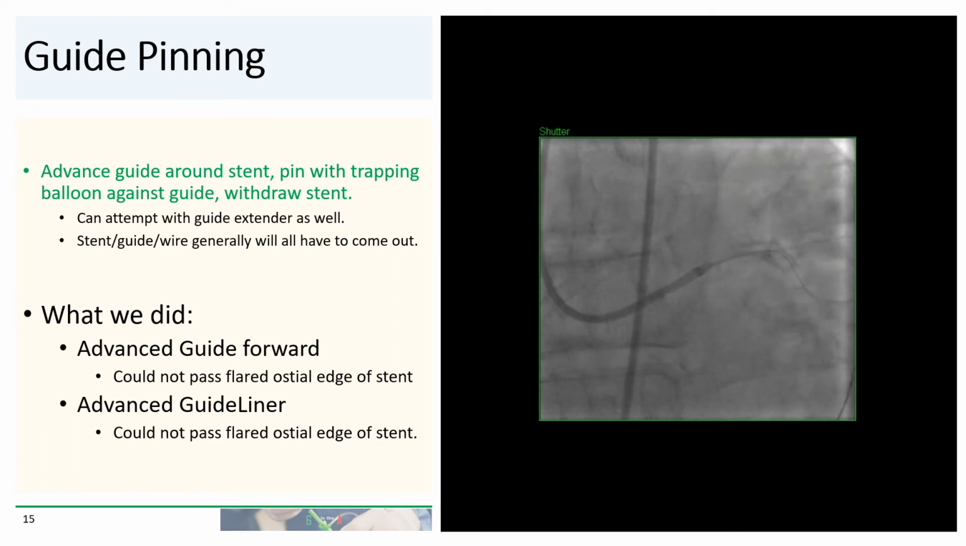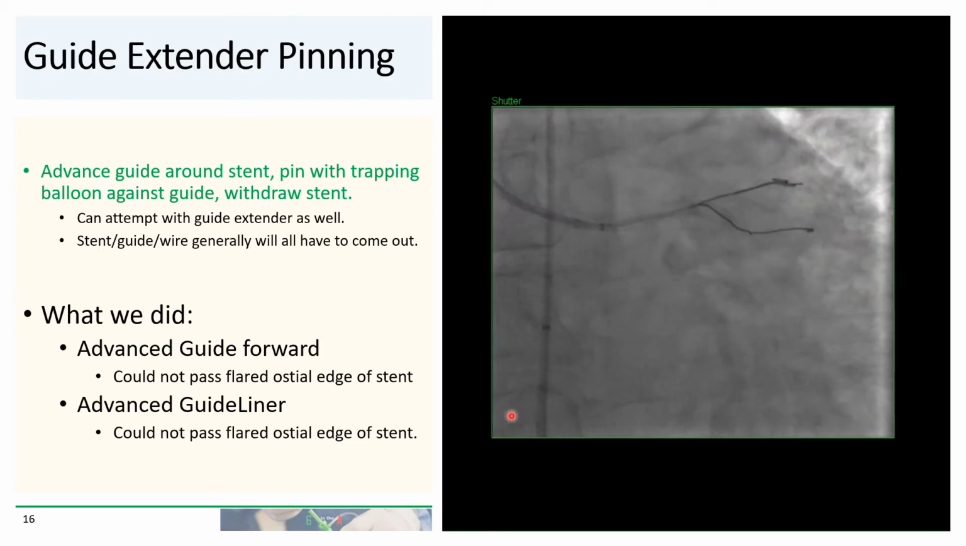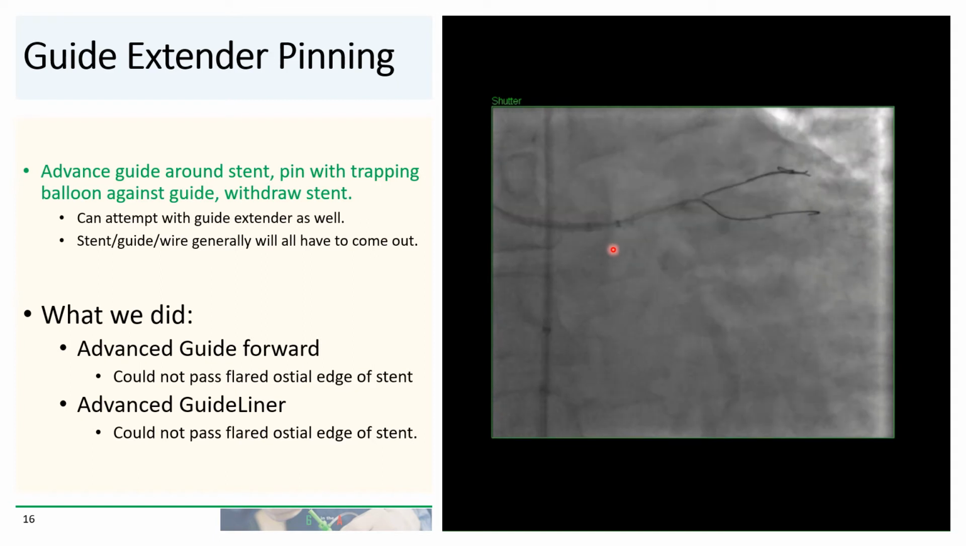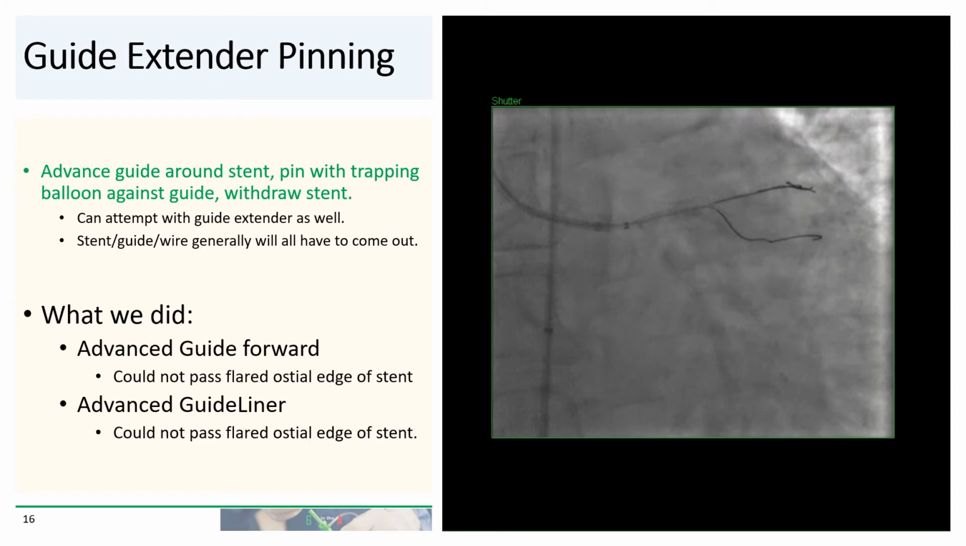So what we did is we tried to advance the guide forward, but unfortunately it looks like it got stuck and would not cross the ostial edge of the stent, which looks like it was flared out. We tried the same thing with the guide liner and similarly could not pass the guide liner past the flared ostial edge of the stent. And here's our attempt to advance the guide liner to sheath the stent, and you can see that the guide liner is getting stuck at the ostial edge of the stent.